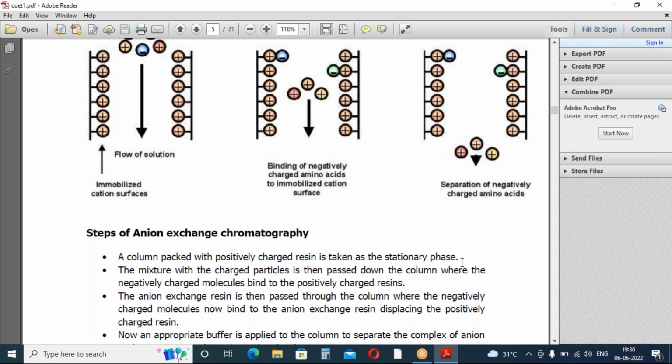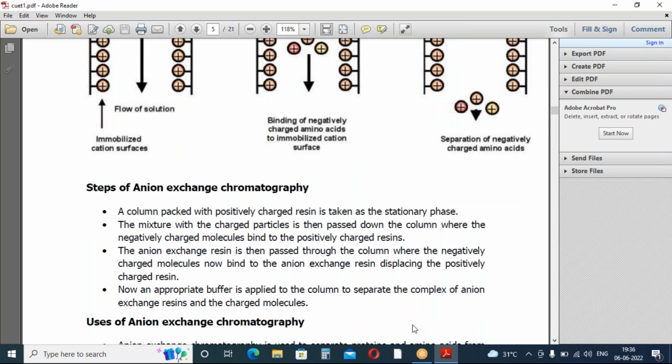What are the steps? First of all we have to prepare the stationary phase with the positively charged ones, and then we have to pour the mixture containing positively charged ones and negatively charged ones. The negatively charged ones are attracted towards the positively charged ones, and by using this we can separate the negatively charged particles present in the mixture, which is called the analyte mixture.